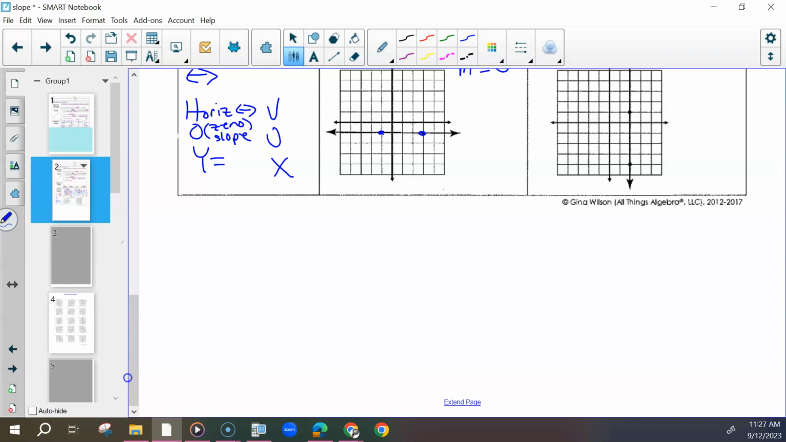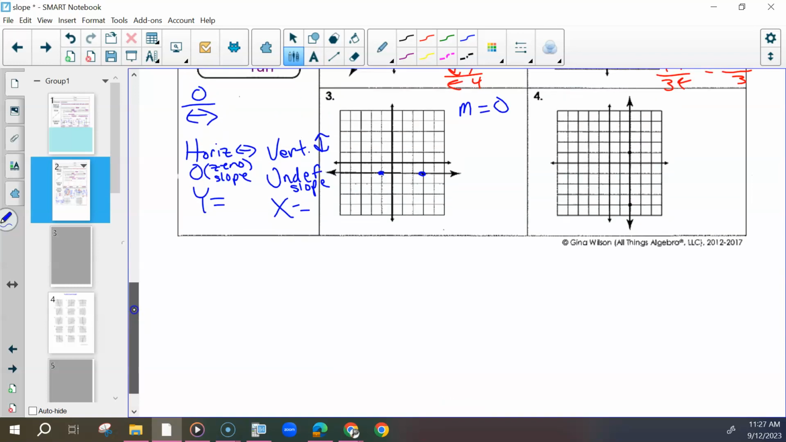And then the opposite, vertical lines have undefined slope and are x equals. So if you know what type of line you're dealing with, you will know the slope. If you remember this, remember your HOYBUX. I'm going to say that often. We're going to use it throughout the year. So horizontal lines have a 0 slope. For this, that's all you need to know.